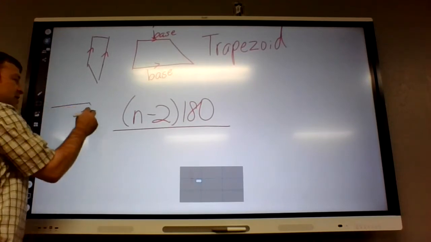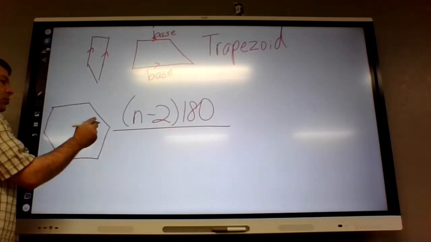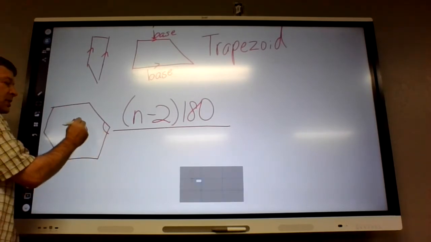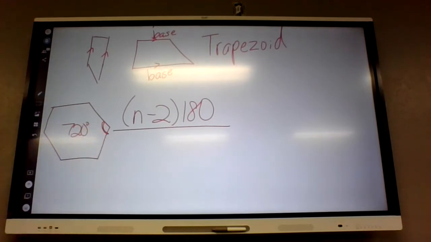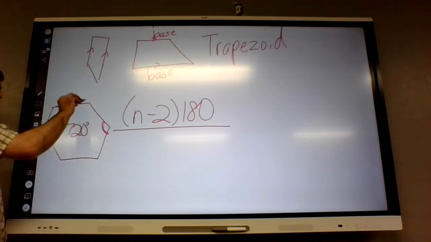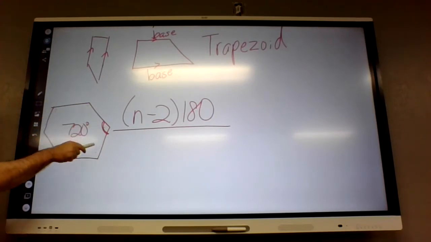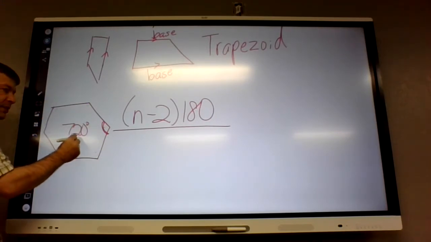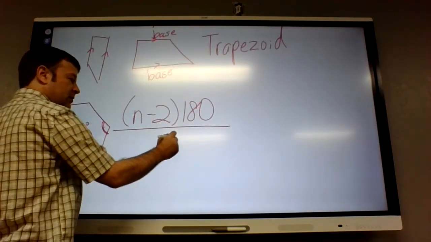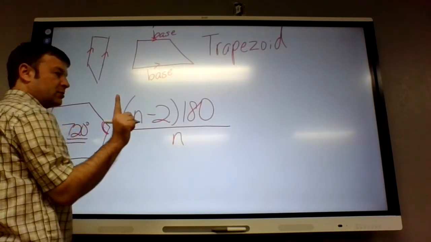What if they said we just want what would one angle of a regular hexagon be? So if all of them add up to 720, how could we find just one of these angles? Divide by what? Divide by 6. The number of sides is the same as the number of angles, right? 6 sides, 6 angles. So if this tells you what all the angles add up to, if you divide by the number of sides or the number of angles, that would give you just one of the angles.